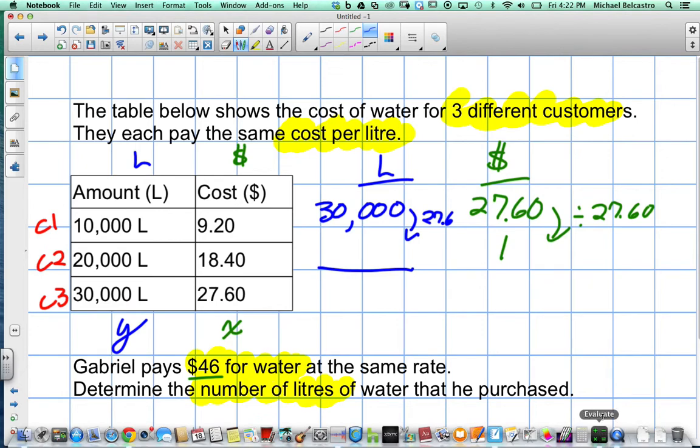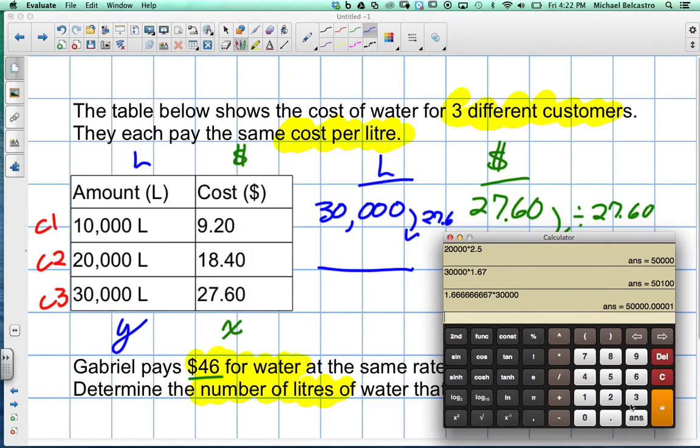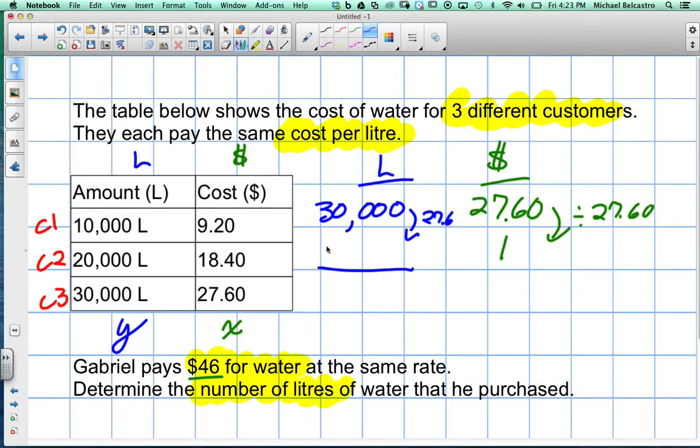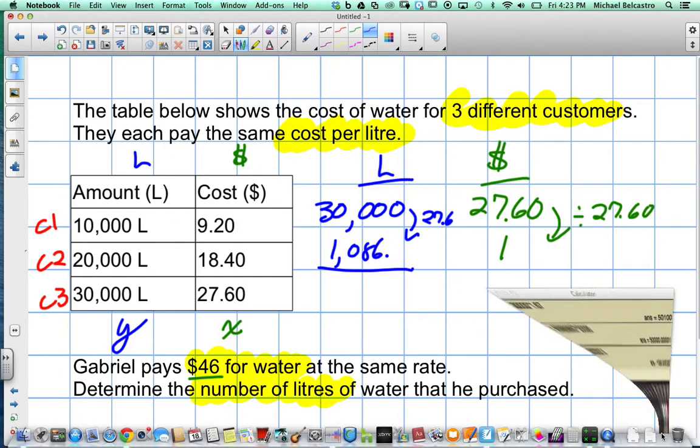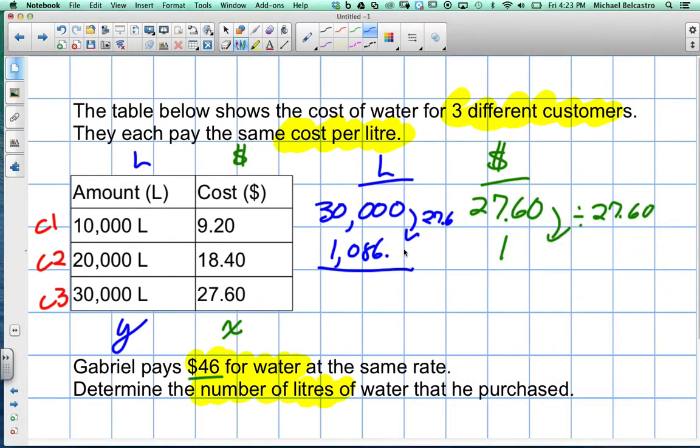So let's take our calculator out. We get our 30,000 liters, and we're going to divide them by 27.6. And we get 1,086.956. Let's round it to 1,086.96. I'm just making sure. Yep, 96. So for every dollar we spent, we get 1,086.96 liters.